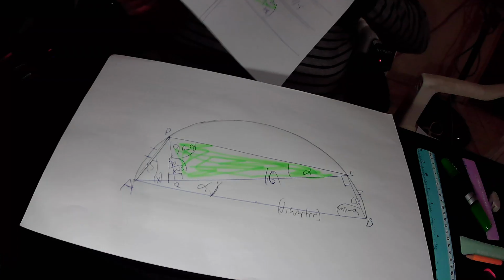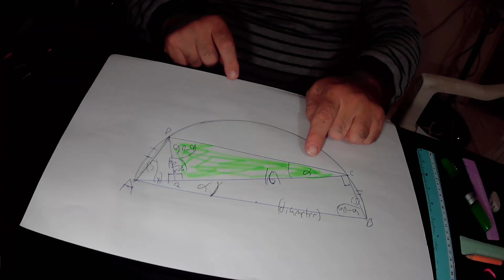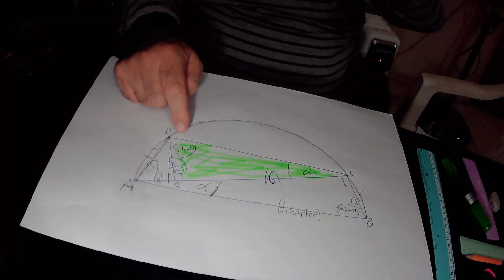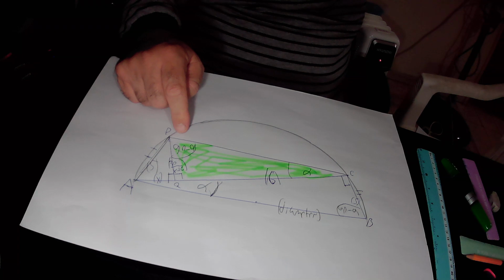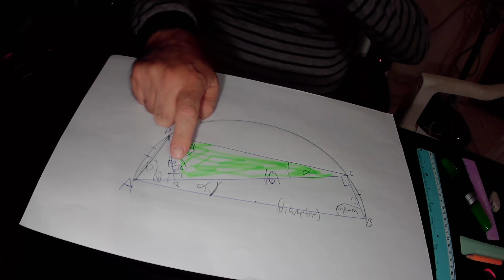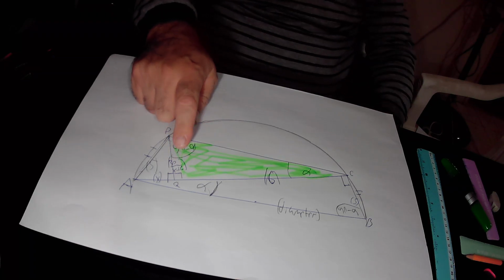So in this green triangle PCQ, this angle equals alpha, this angle equals 90 degrees, and therefore this angle must be equal to 90 degrees minus alpha. Why? Because 90 degrees minus alpha plus alpha is 90 degrees, and 90 degrees plus 90 degrees is equal to 180 degrees. That is the sum of the angles in a triangle.